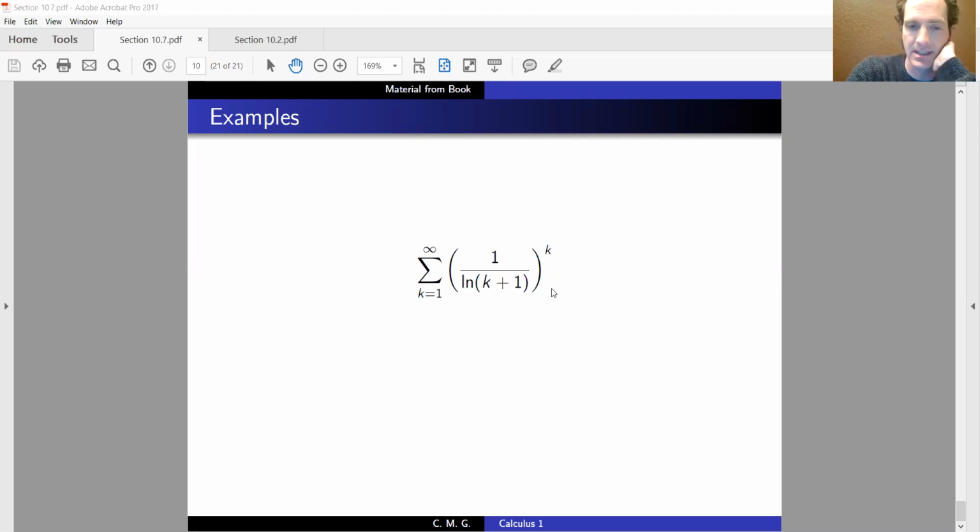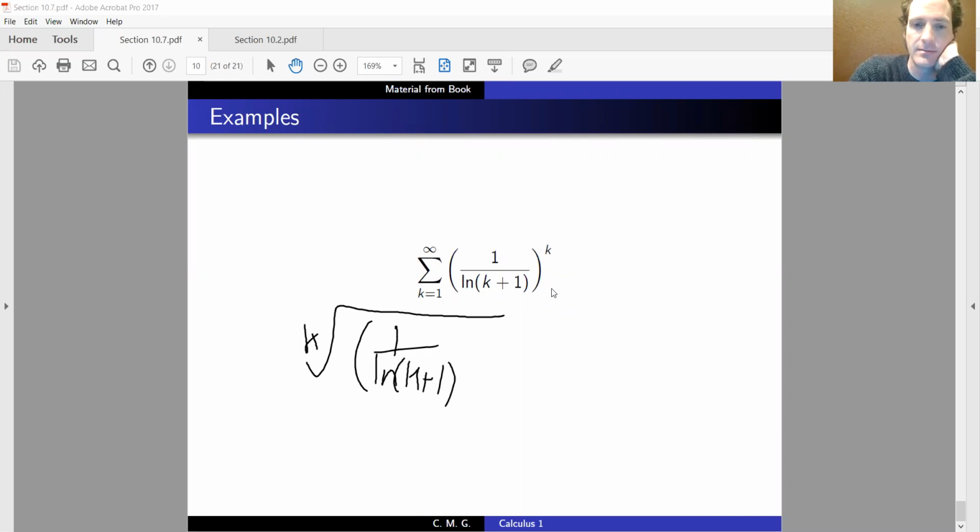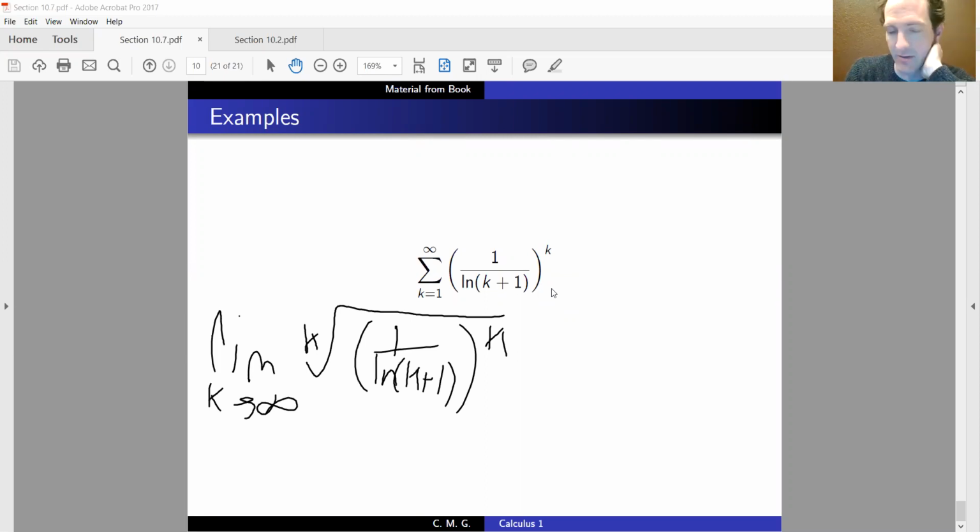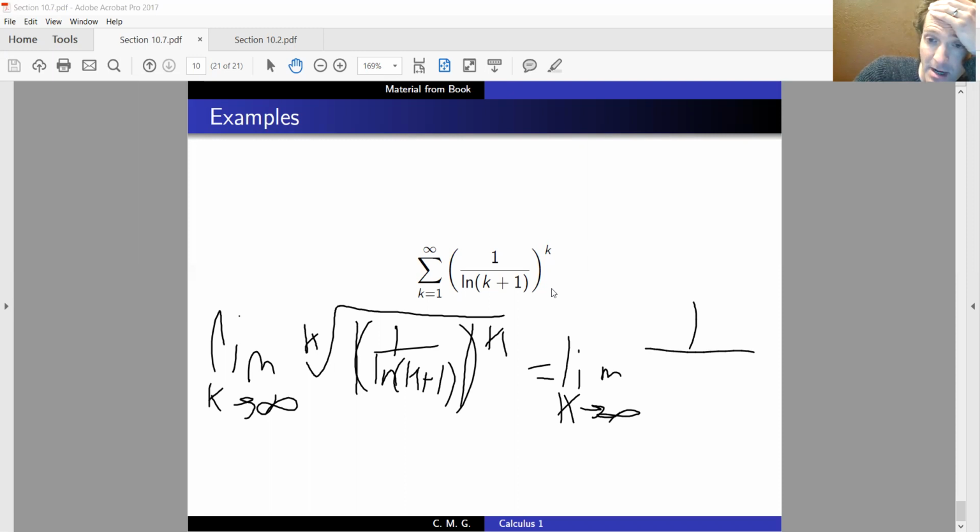So the root test says take the kth root of 1 over natural log of k plus 1, all raised to the k power. And then I want the limit as k goes to infinity of that. I do have to have an absolute value here, but the absolute value of natural log of k plus 1 for k bigger than 1 is just going to be positive. So it won't matter if I put it in there, but I will put it in there just to be complete. So the kth root of the kth power, and the absolute value could drop because it is positive terms there.